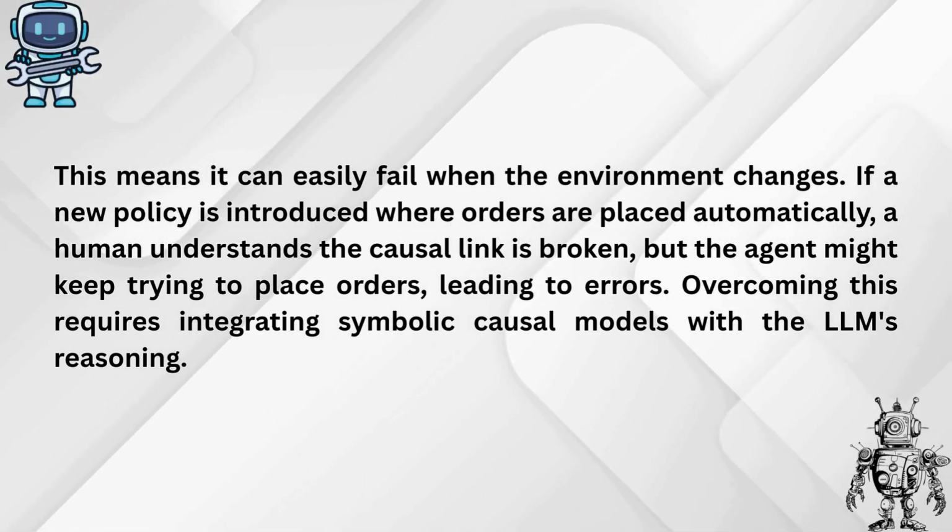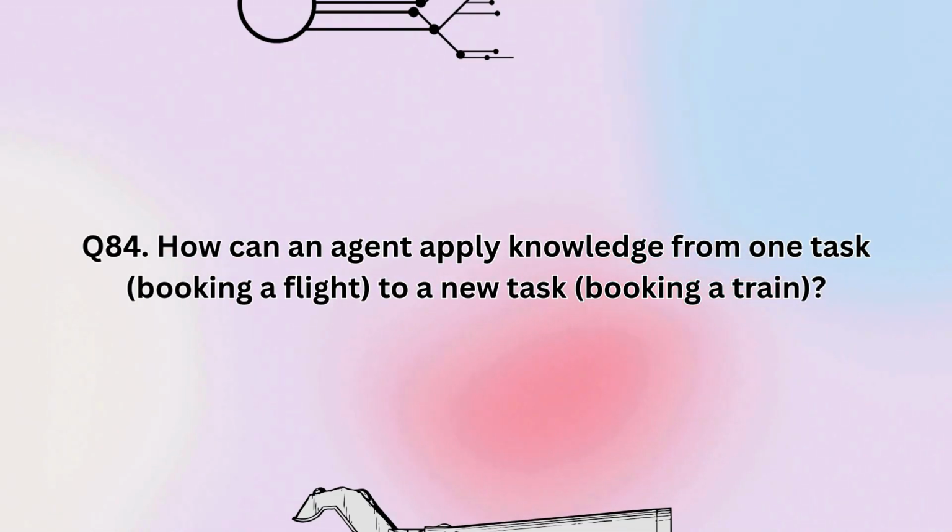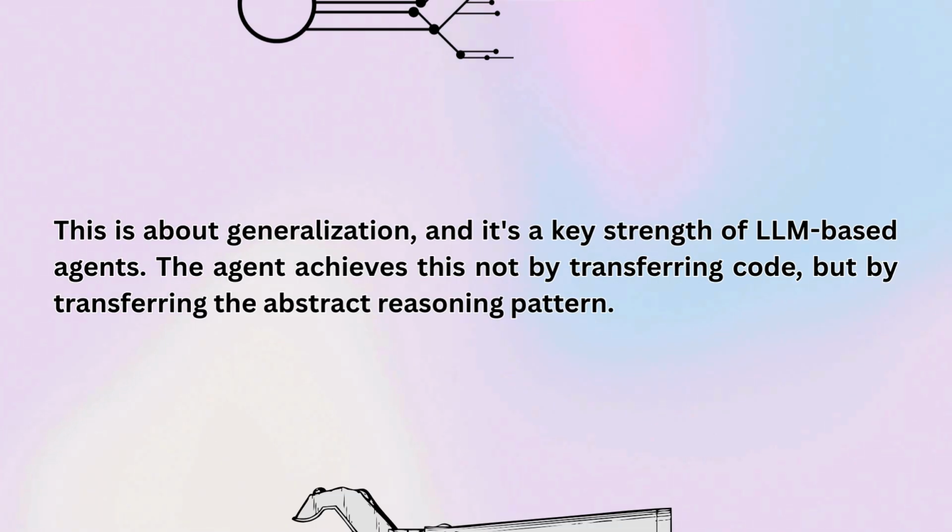Overcoming this requires integrating symbolic causal models with the LLM's reasoning. How can an agent apply knowledge from one task, booking a flight, to a new task, booking a train? This is about generalization, and it's a key strength of LLM-based agents. The agent achieves this not by transferring code, but by transferring the abstract reasoning pattern.